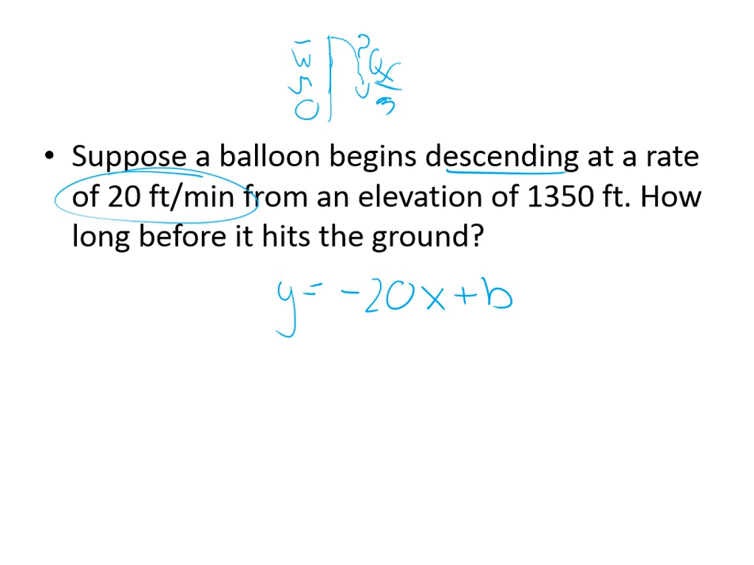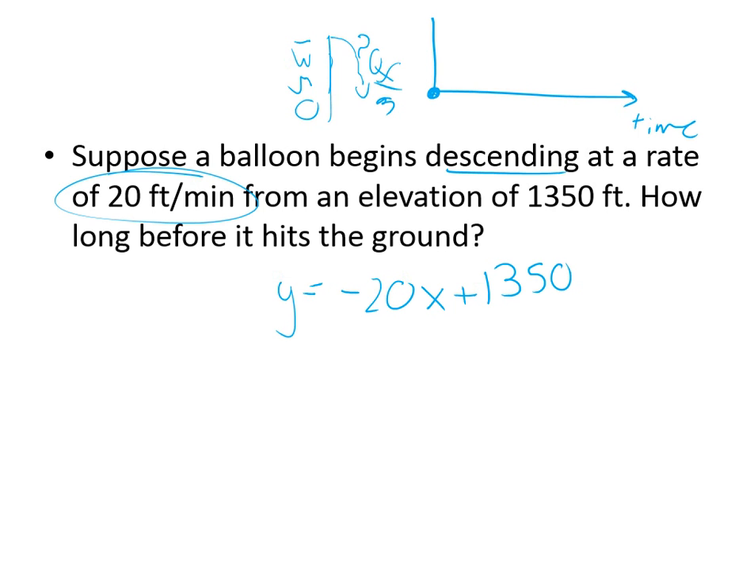Now the question is, what is our b? If you remember in our original equations, the slope-intercept form, that is where it hits the y-axis. Well, in this case, the x-axis is the time. And at 0, that's the initial time. So how high was it originally? Well, it was 1,350 feet in the air. So we can replace that with 1,350.